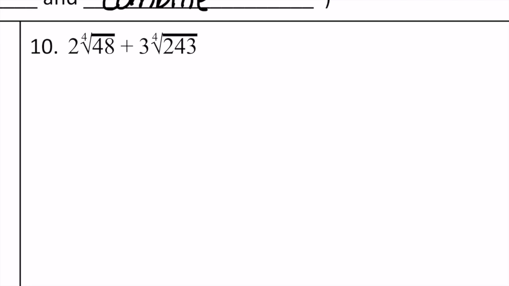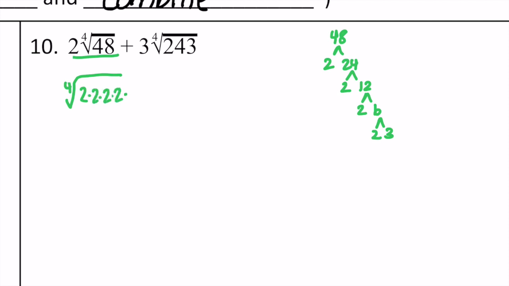For 10, I'm going to do the same thing. These are not the same, but I know 48 has a lot of factors I could break it up into, and so does 243. So I'm going to see if I can take out groups of 4 with both of them. Once I find the prime factorization, I'm going to do my trees on the side. So for the first one, 48 breaks down into 2 times 24, 2 times 12, 2 times 6, 2 times 3, and I have 4 2's being multiplied together. So 1, 2, 3, 4 2's being multiplied together, and a 3, and then that 2 on the outside I don't want to forget about.